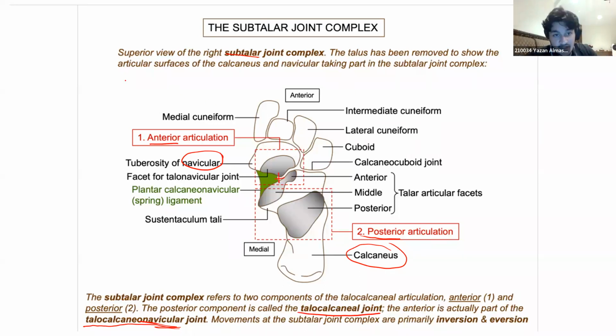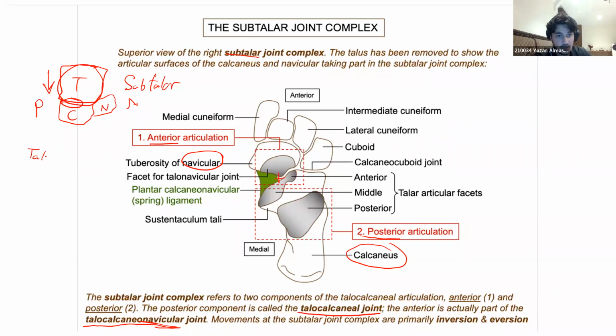So subtalar joint, subtalar means below the talus. This is the talus. Okay, this is a very weird talus. Anyway, below it, subtalar. So the joint is going to be between the talus and two different points. You're going to have the calcaneus, and you're going to have one more bone, which is the navicular. This is anterior, and this is posterior. Now, in the posterior articulation, which is here, this is talus, calcaneus, this is navicular. In the posterior articulation, it's just between the talus and the calcaneus, so you make the word talocalcaneal. And in the anterior articulation, you have three bones: the talus, calcaneus, and navicular. So it would make talocalcaneonavicular, and it's very long. Do you get the point?